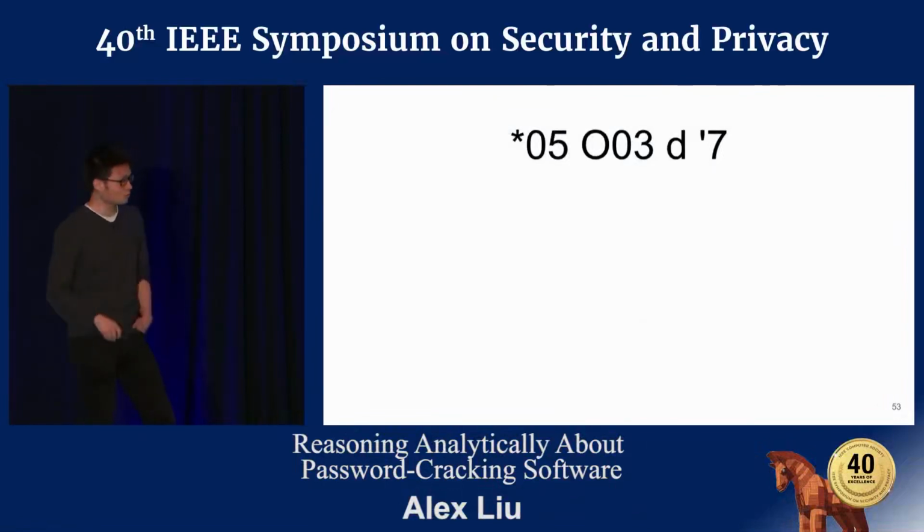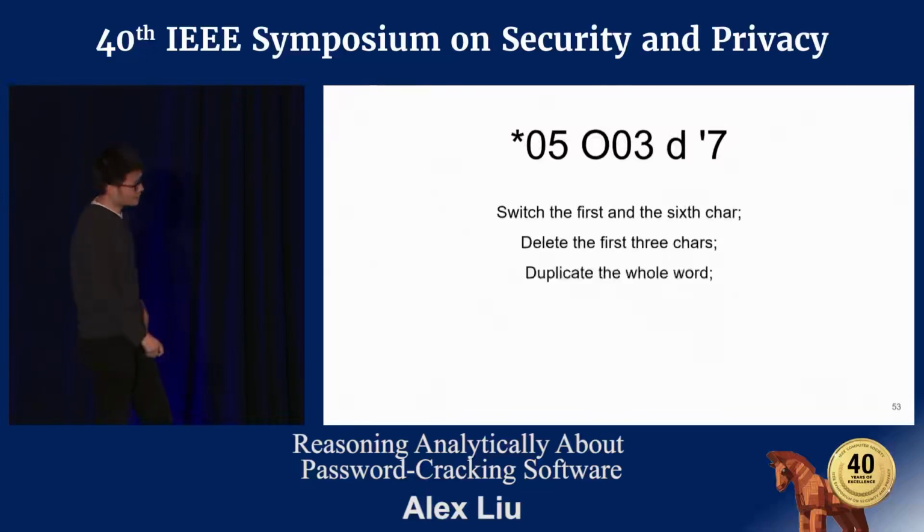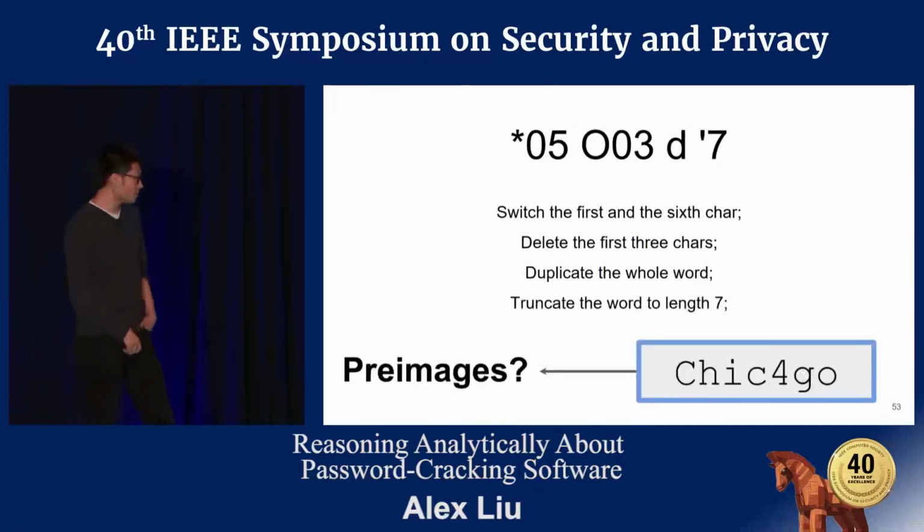And this is a real rule from Hashcat. What it does is switch the first and sixth character, then delete the first three characters, and next, duplicate the whole word, and finally truncate the word to length 7. And now I have a password. Can you tell me what the previews are?